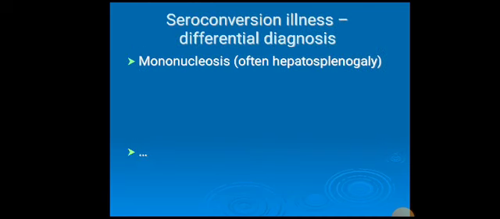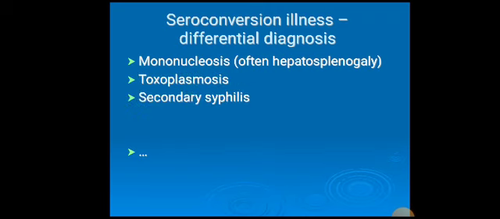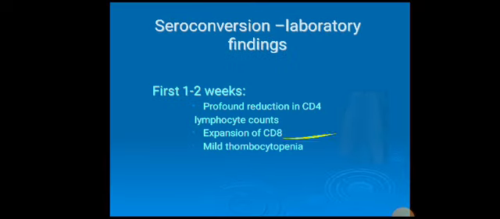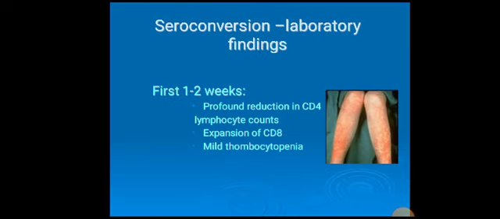The differential diagnosis of seroconversion is infectious mononucleosis, toxoplasmosis, secondary syphilis, drug interaction, and rubella. As I said, in the first few weeks the patient develops a reduction in the CD4 count, expansion of the CD8, and thrombocytopenia.